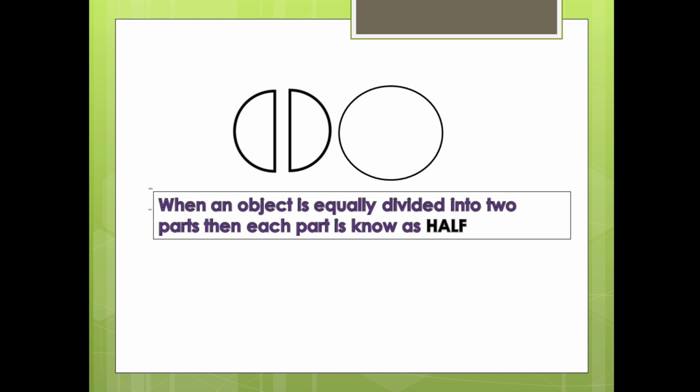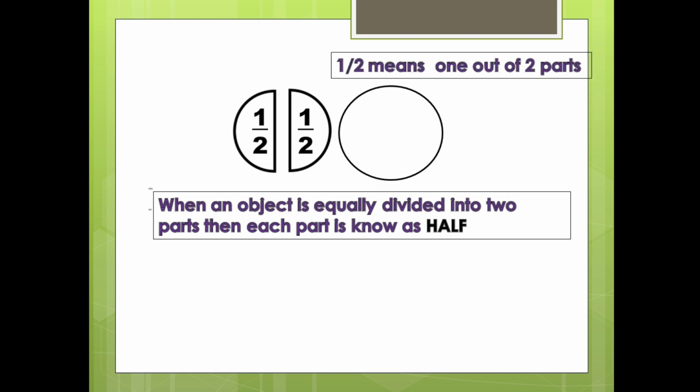When we divide it equally into 2 parts, then it is known as half. And how will we write it? Let's see. It is written as 1/2, because I told you the numerator, the top part, is the part which is taken. This is 1 part out of how many parts in total? 1, 2. So it is written as 1/2. The other part will also be 1/2. And 1/2 means 1 out of 2 parts. We have made it into 2 parts in total. So 1 out of 2 parts.